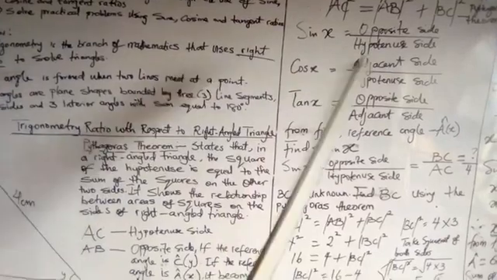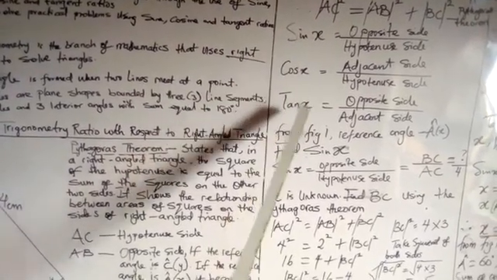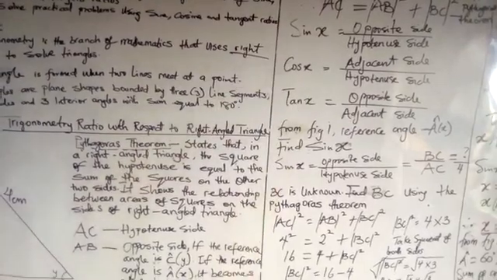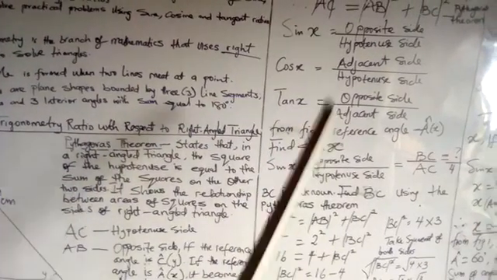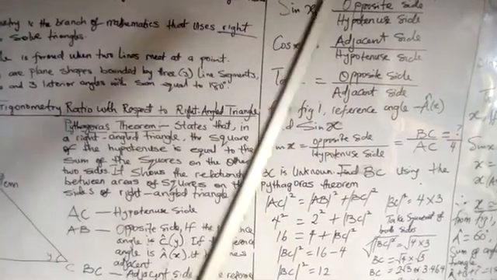Pythagoras theorem, you are using it to get the values of the sides of that triangle, while you are using the sine, cosine, and tangent ratios to get the angle within the right angled triangle. By the time we are moving, you will understand better. But basically, I want you to take note of this.